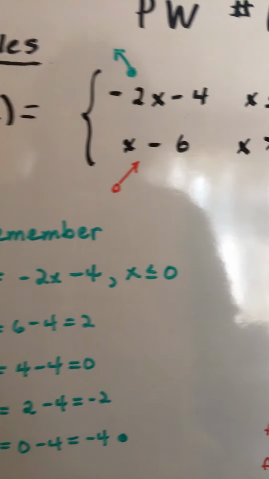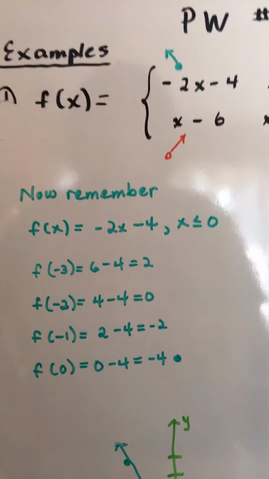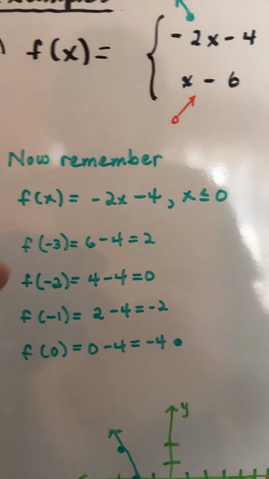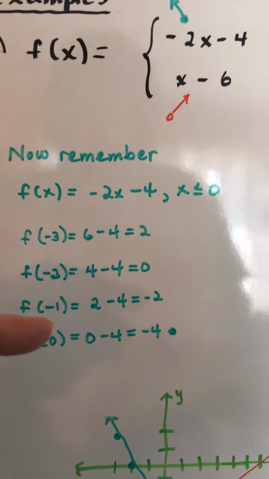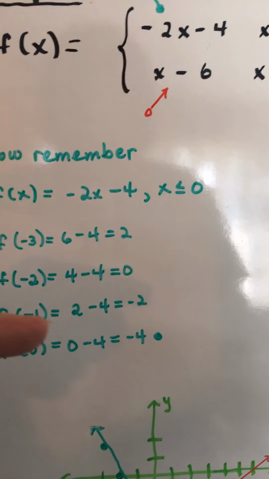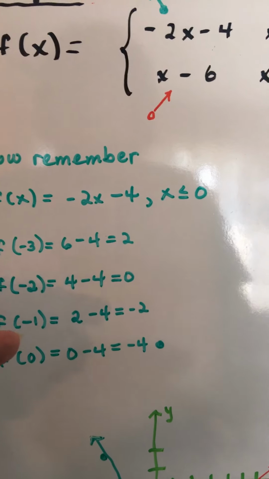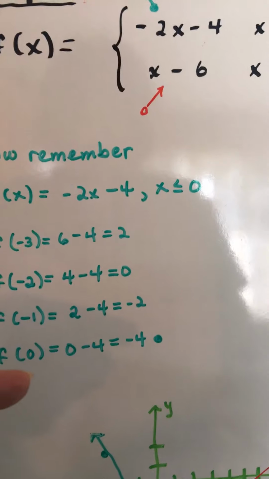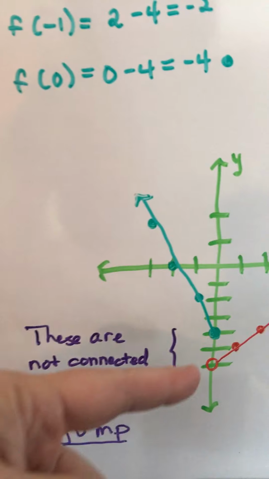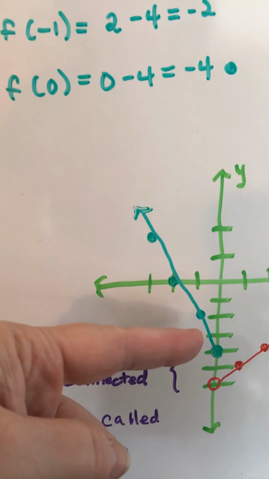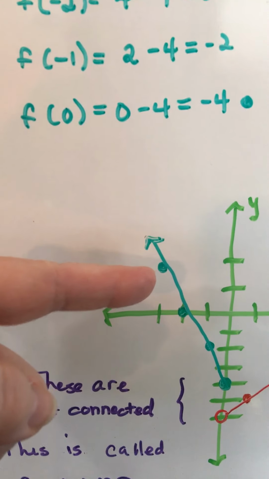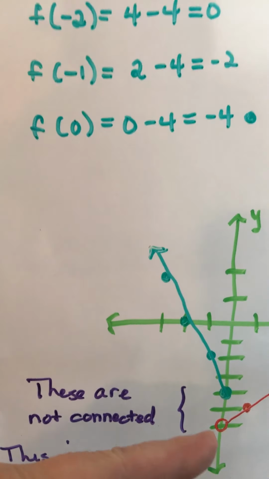Now, the first way that you can do it is that you can just plot some points. So you can say, give me some points less than 0. So I chose negative 3, negative 2, negative 1, and 0. And I found that I had the ordered pairs negative 3, 2; negative 2, 0; negative 1, negative 2; and of course 0, negative 4. So I went down here and I plotted 0, negative 4; 1, negative 2; negative 2, 0; and negative 3, 2. I knew that I wanted the left side.